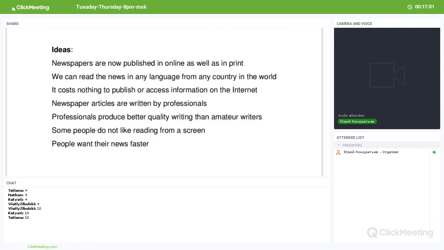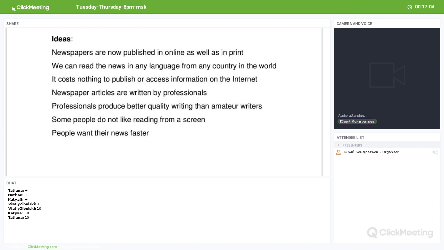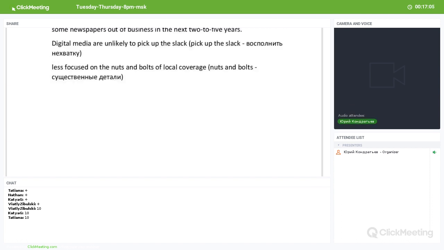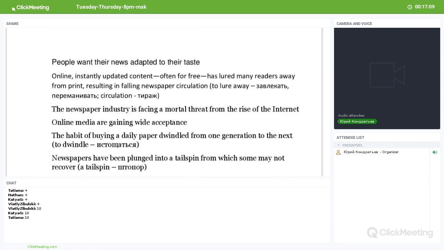Some people want their news faster, okay? Not only do they want their news faster, but they also want it adapted to their taste. Okay, so people want their news adapted to their taste. Here's another idea that could be mentioned in your essay. Online, instantly updated content, often for free, has lured many readers from print, resulting in falling newspaper circulation.